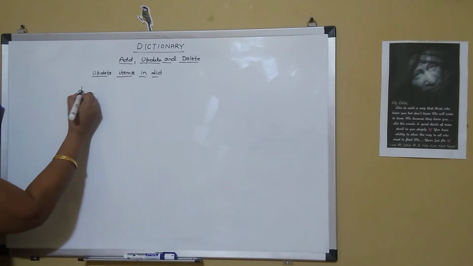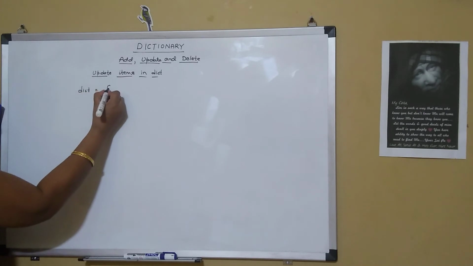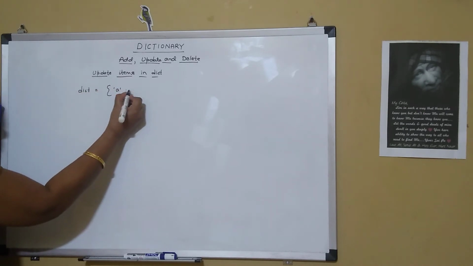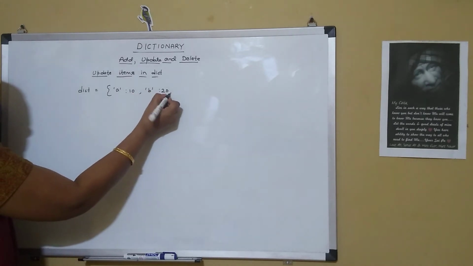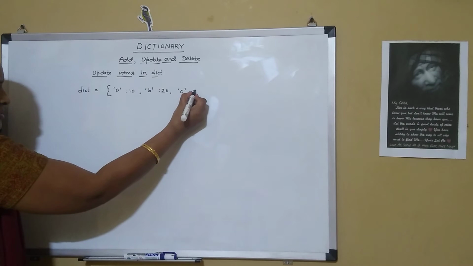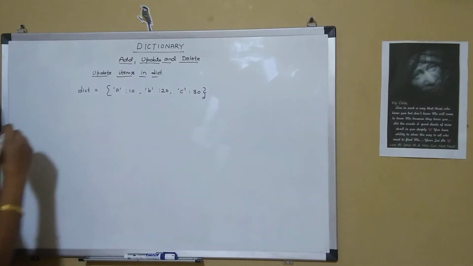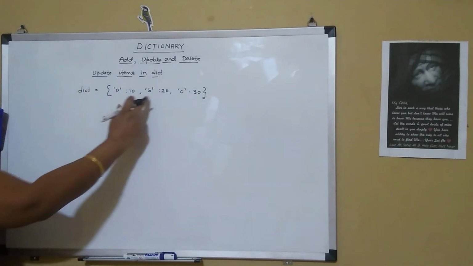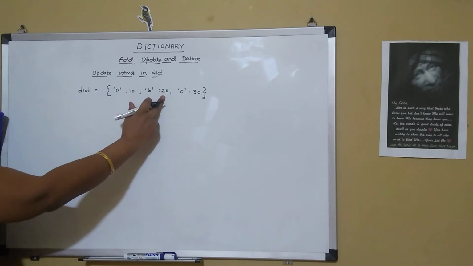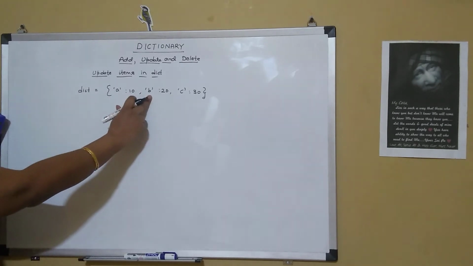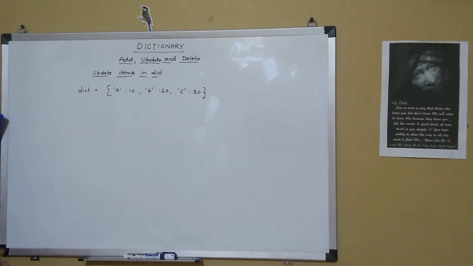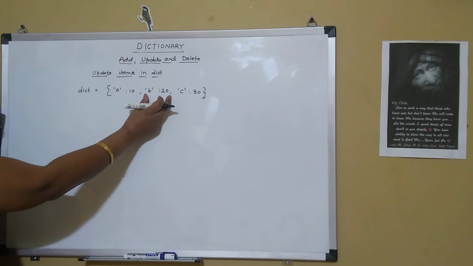Suppose I have my dictionary equal to A: 10, B: 20, C: 30. Now I want to update my B value to 50, so instead of 20, I want to make it 50. In a list, we used to update it with the help of the index value, that is list[1] equal to the new value. But here we have a key-value pair.